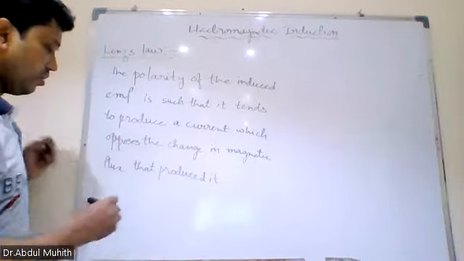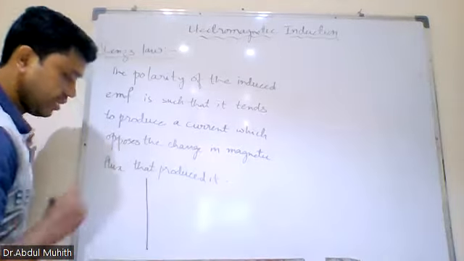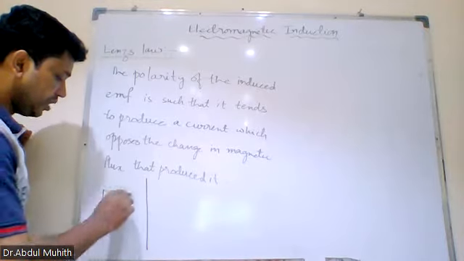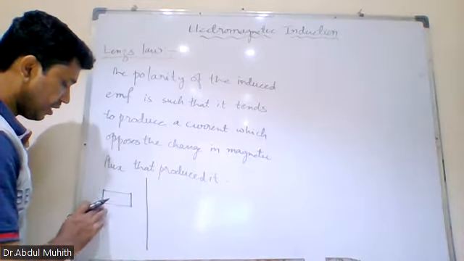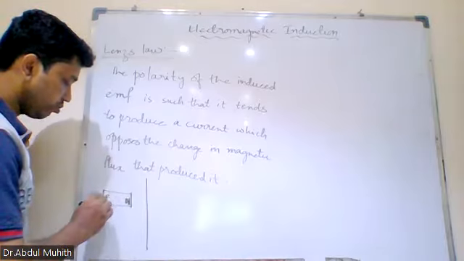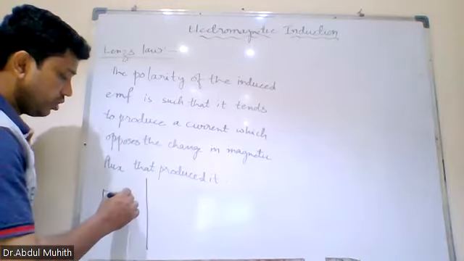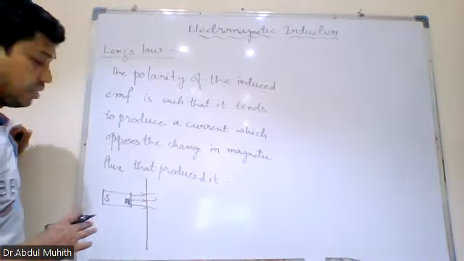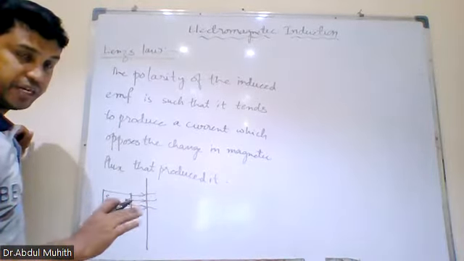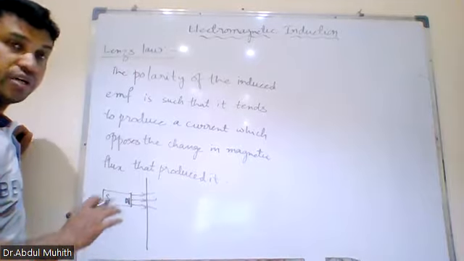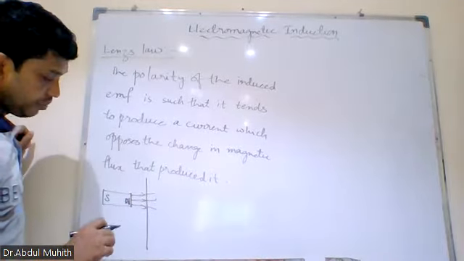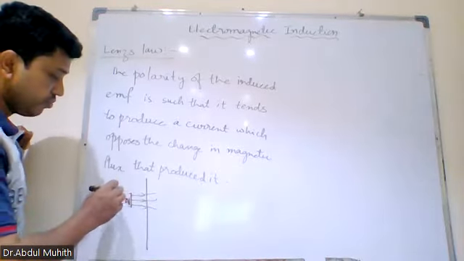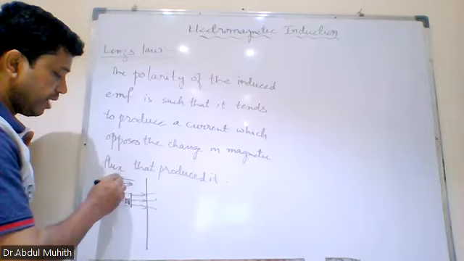See here now. There is a wire. There is no current in the wire. Now there is a magnet here. This is the North Pole and this is the South Pole. If you keep the magnet stationary and the wire stationary, no current is induced. Now we are moving the magnet back and forth.